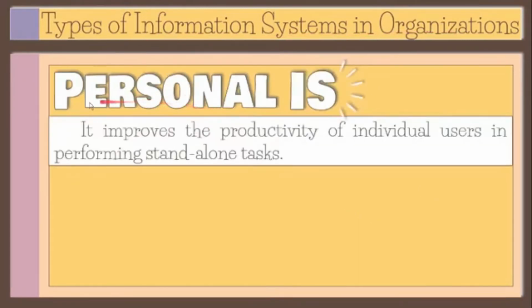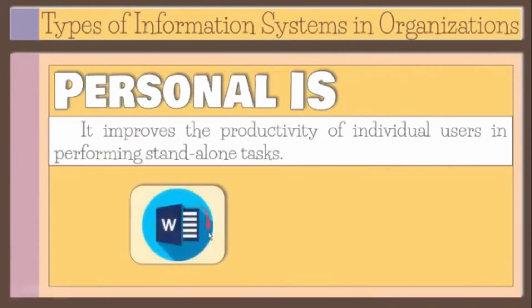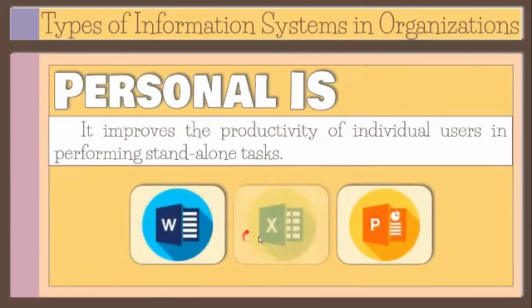Let's first discuss personal information system. It includes information systems that improve the productivity of individual users in performing standalone tasks. Examples include personal productivity software such as word processing, presentation, and spreadsheet software.